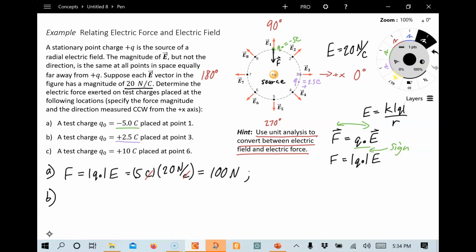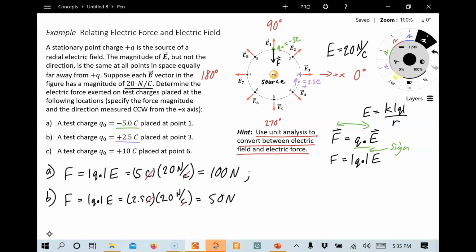And what am I going to get for the force? Well, let's go ahead and calculate it. In this case, I put a different Q0 at a different point. The charge is 2.5 coulombs. The electric field at that point is the same magnitude, 20 newtons per coulomb. That means I'm going to get 20 newtons per each coulomb, times 2.5 coulombs. Cancel those coulombs out, and we end up with 50 newtons of force on that charge.